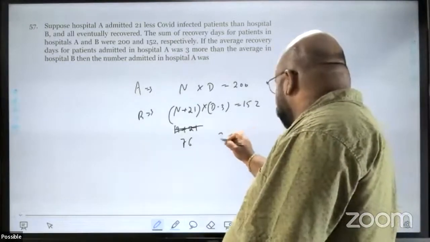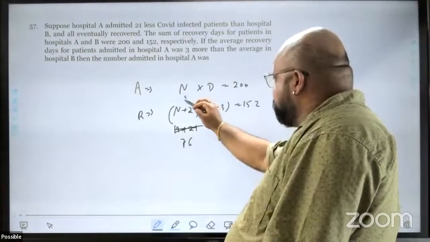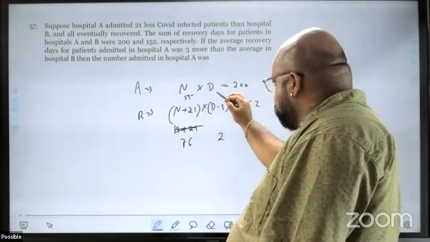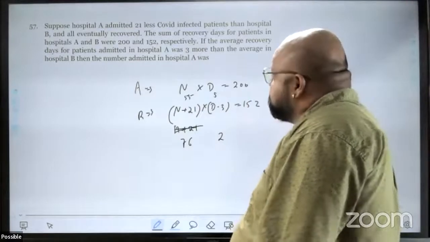We take this as 2. This becomes 55 and what 5? 165, not 200.